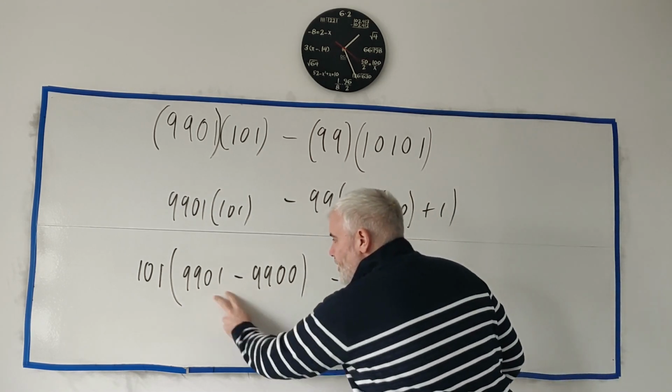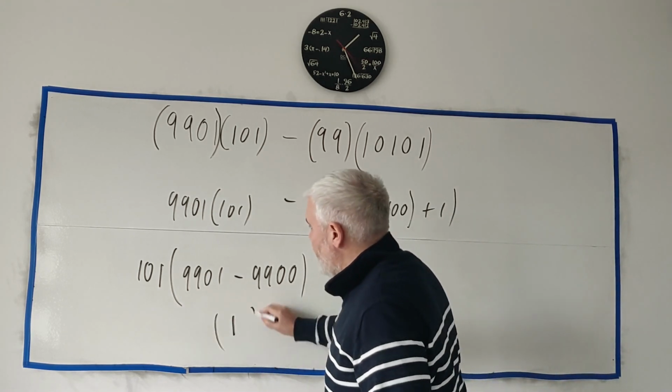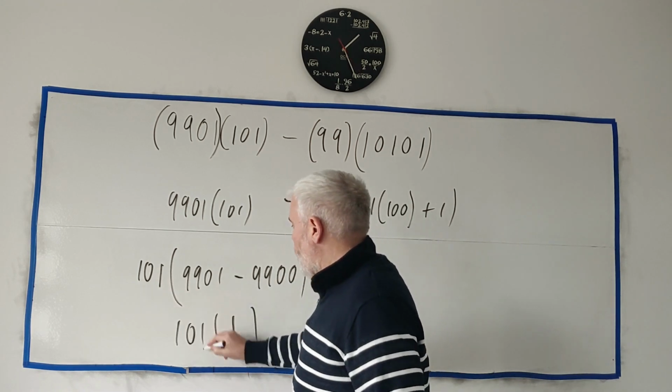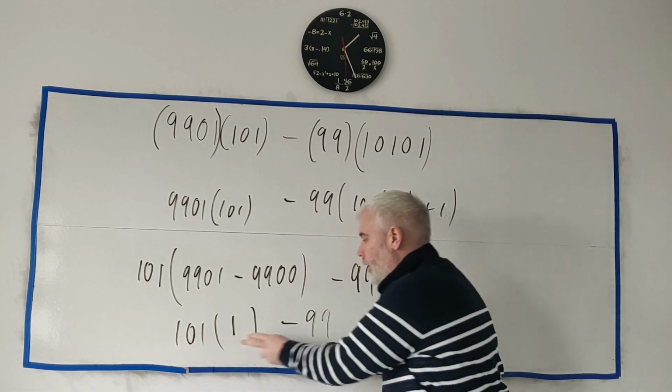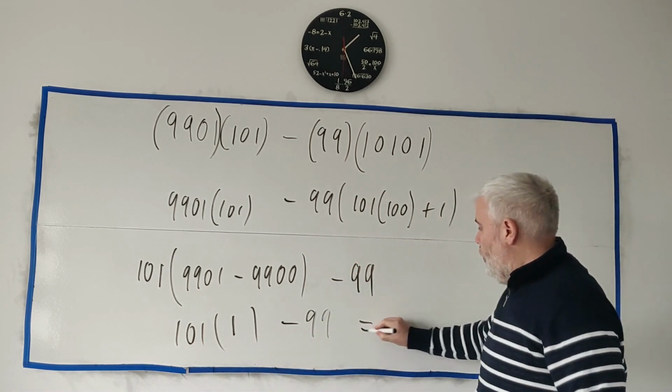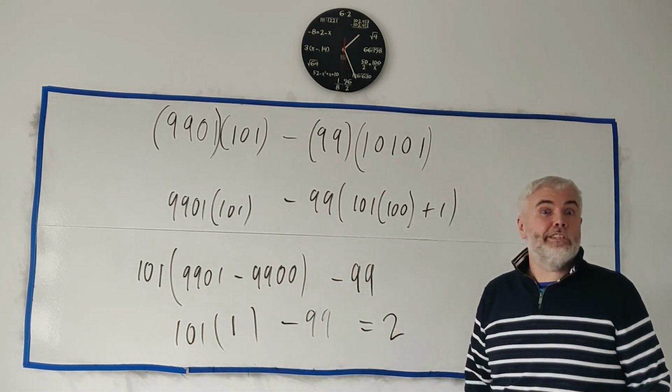Once again, we can do this in our head. It just becomes 1 multiplied by 101 minus 99. That's 101. Take away 99 will once again equal 2.